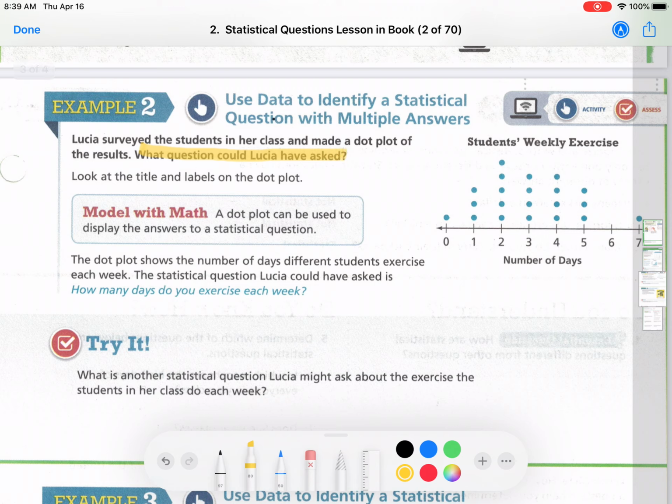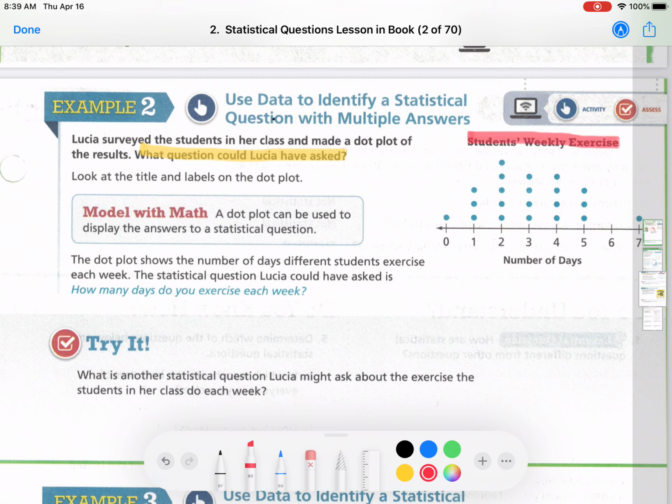So we're going to look at the title and the labels on the dot plot. And a dot plot can be used to display the answers to a statistical question. Now you might not have seen a dot plot before, so I'm going to explain what's being represented in the dot plot. So the title of our dot plot is Students' Weekly Exercise, okay?